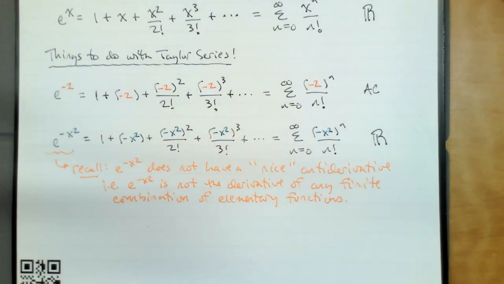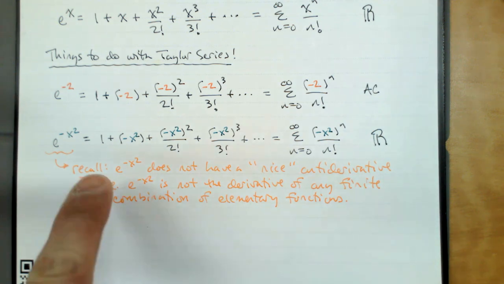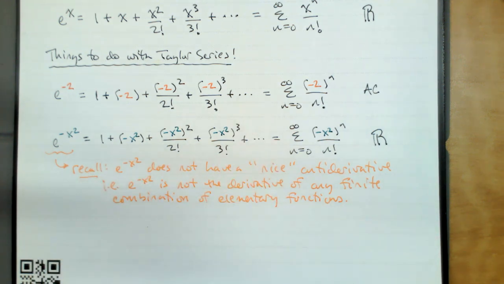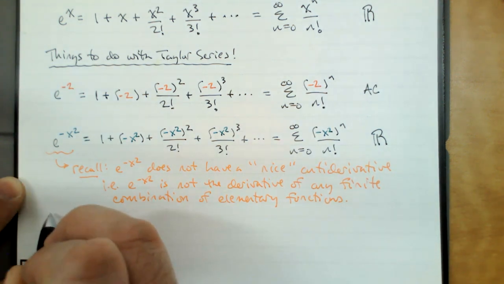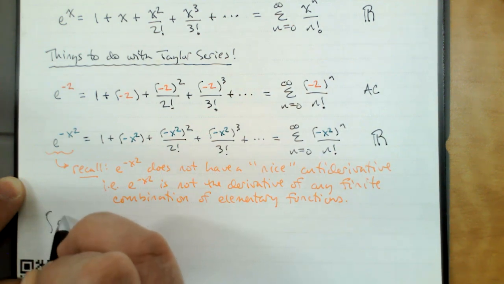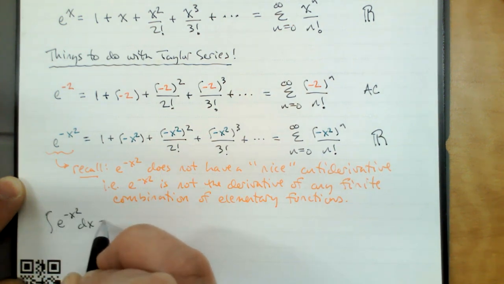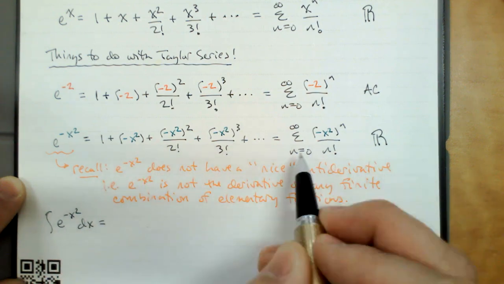So to write an antiderivative for e to the negative x squared, we either have to use non-elementary functions by constructing an antiderivative with the second fundamental theorem of calculus, or we could use an infinite combination of elementary functions. In particular, this infinite combination of elementary functions will suffice. So if I wanted the integral of e to the negative x squared dx, I could just integrate this function.